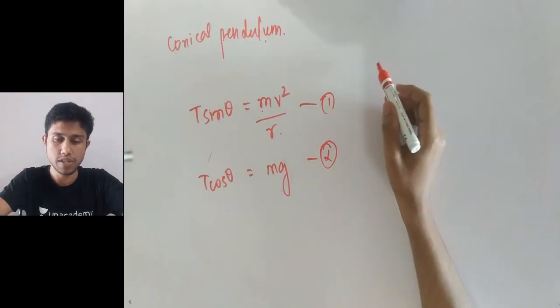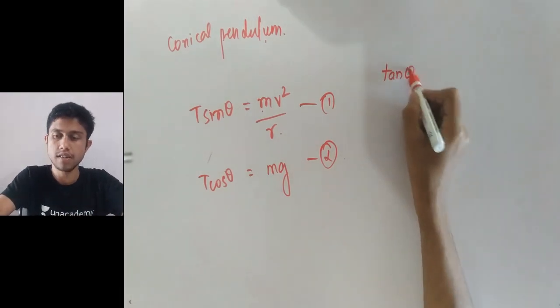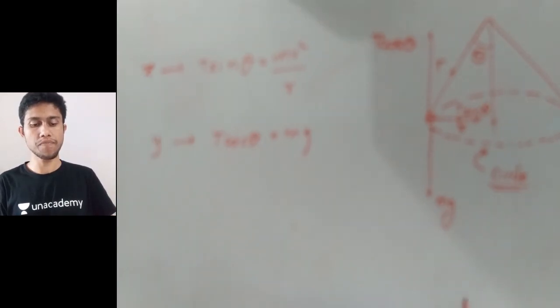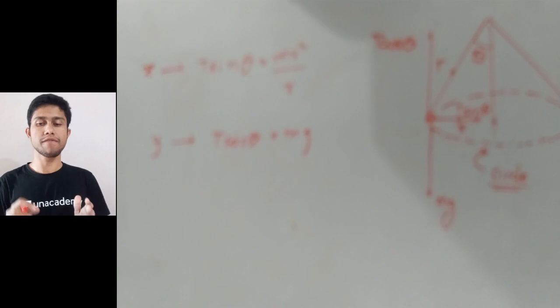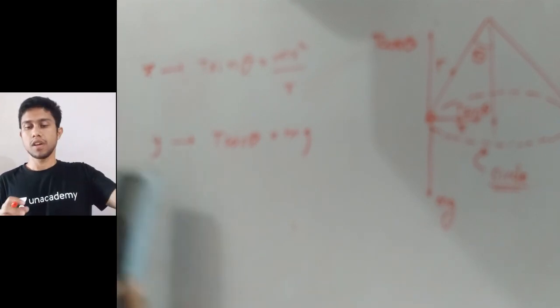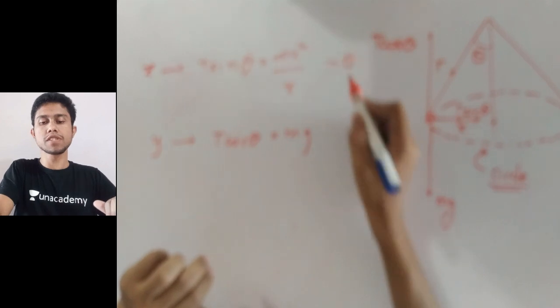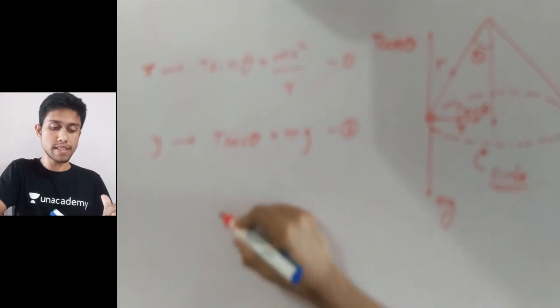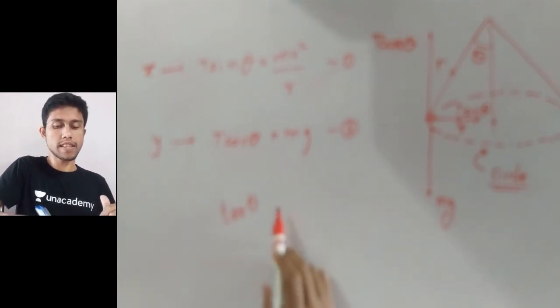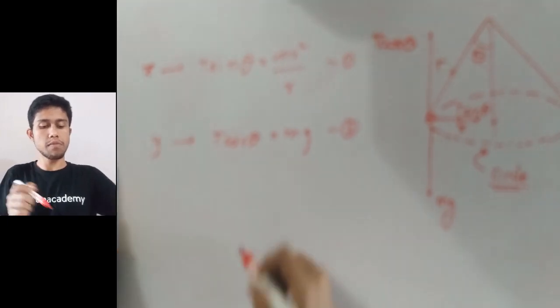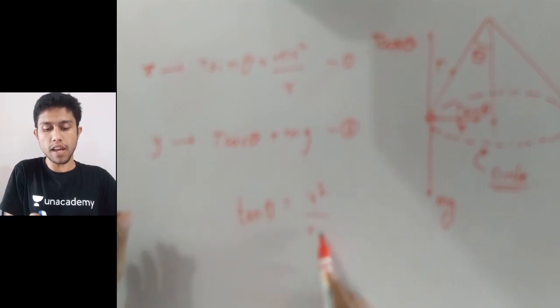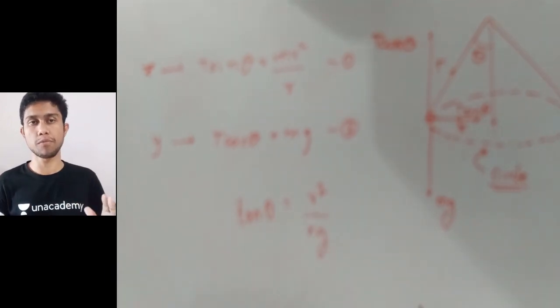So if I divide both these equations, T and T will get cancelled. So guys, now we have these two equations, one in the x-axis and one in the y-axis. So this is the first equation and this is the second equation. If I divide these two equations, T and T will get cancelled. So the expression will be tan theta is equal to v square, m and m get cancelled, by rg. So this is the simplified formula.